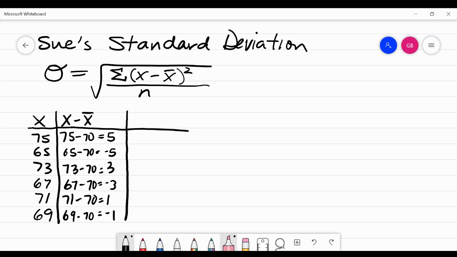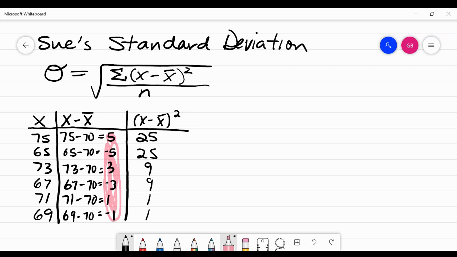Okay. Next, we're going to square that previous number. So whatever we got from x minus x bar, we're actually going to square it. These numbers here, we're going to square. Okay. So 5 squared is 25. Negative 5 squared is 25. 3 squared is 9. Negative 3 squared is 9. 1 squared is 1. Negative 1 squared is 1.